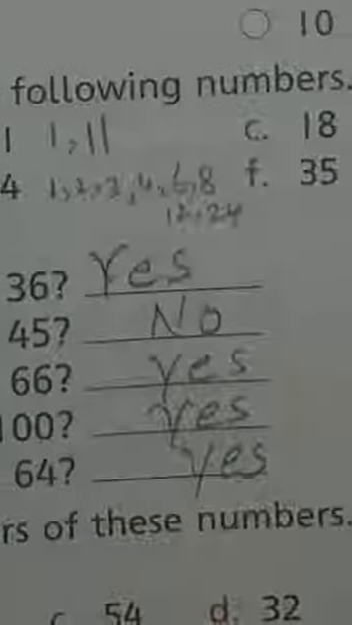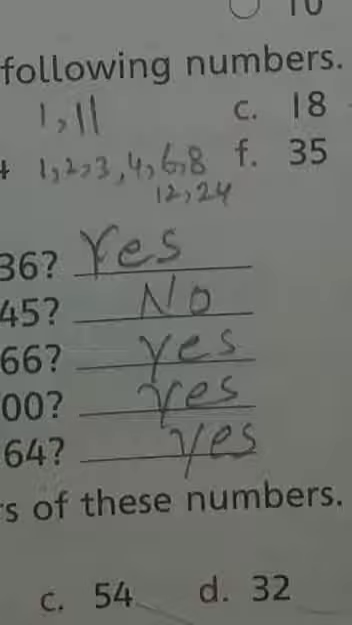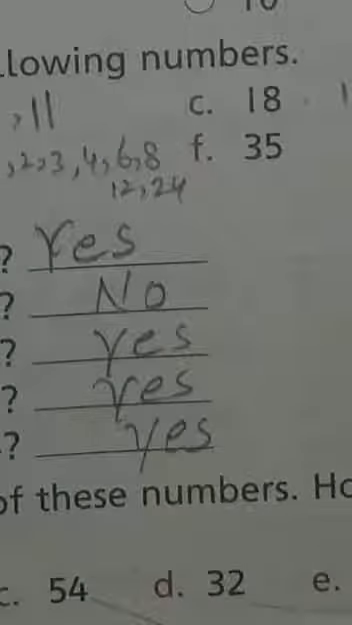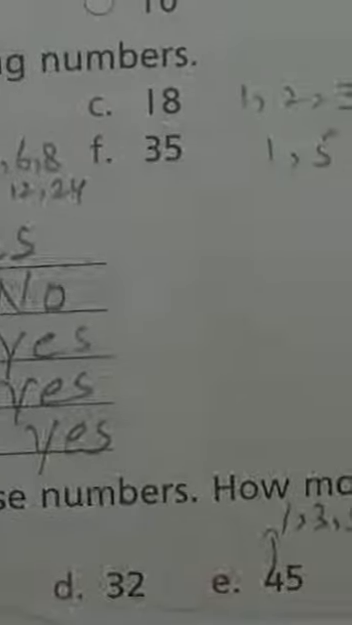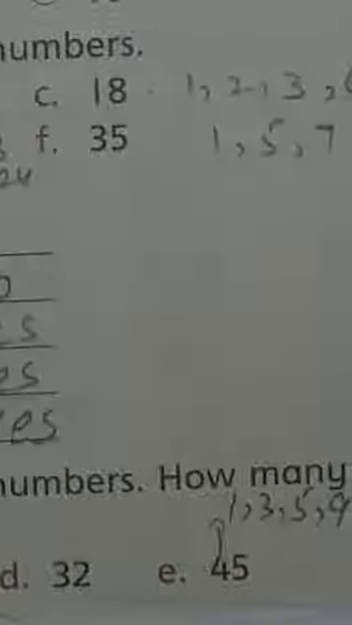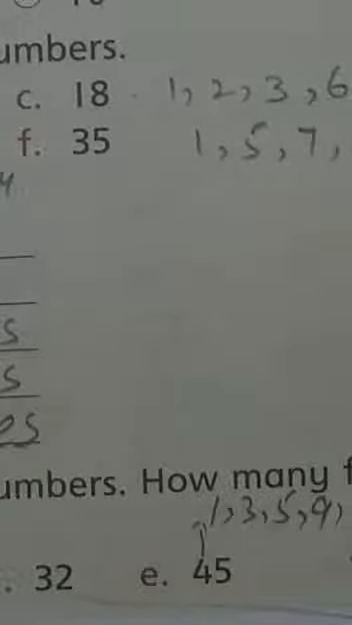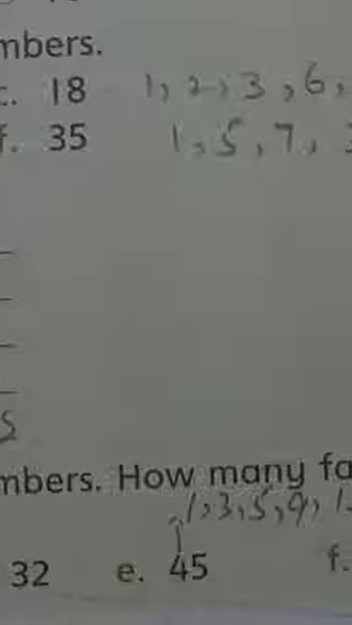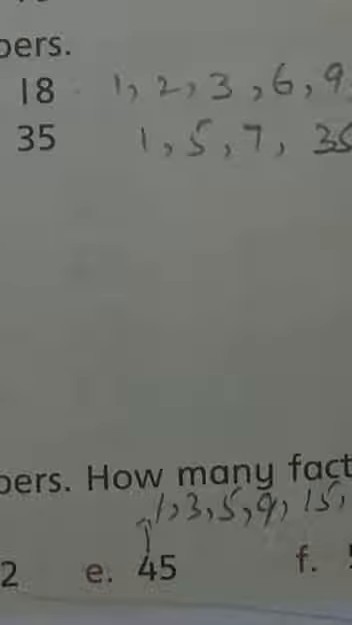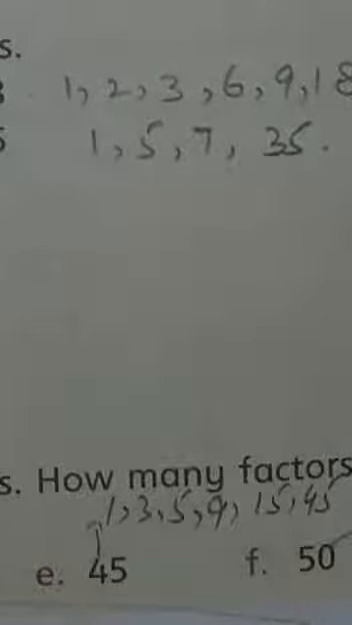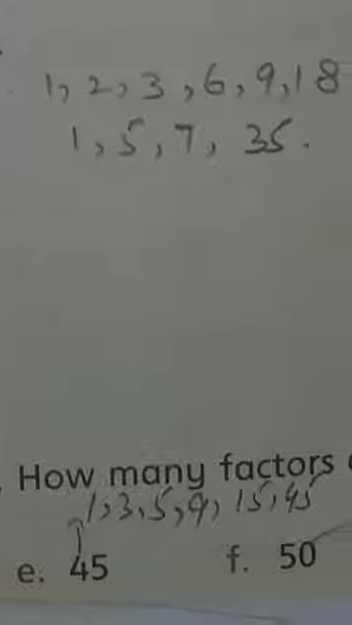Now the next one is 18. 18 kis kis ke table mein aayega? First of all 1, okay. 2, yes. 3, yes. 4, not. 6, yes. 7, not. Then next is 9. 10, not. 11, not. 12, not. 13, not. 14, not. 15, not. And itself. So the total factors of 18 are 1, 2, 3, 6, 9 and 18.